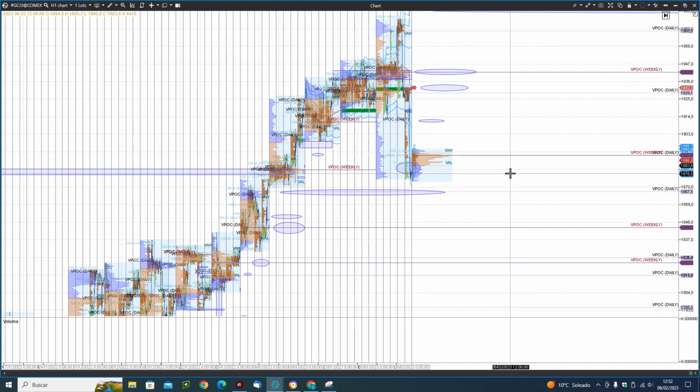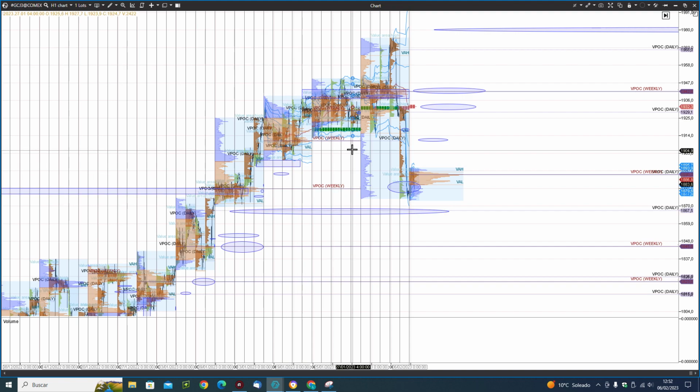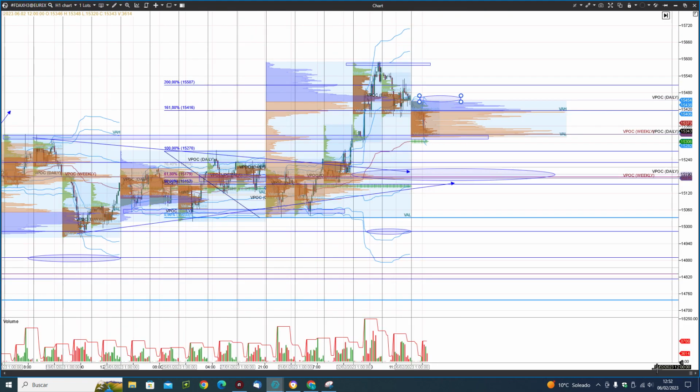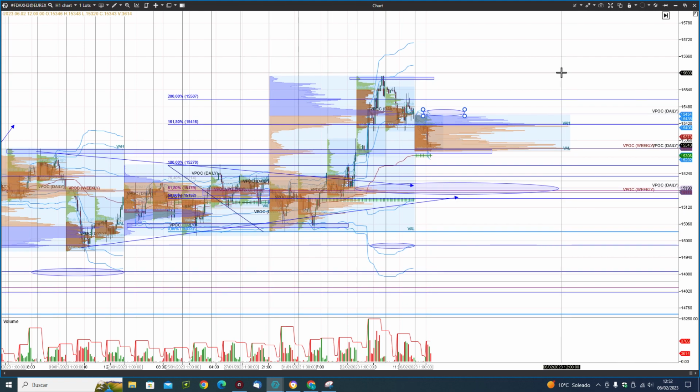1844. Talking about higher targets, first one, this all weekly VPOC at 1911. Next one, weekly VWAP line, the final, at 1932. And the last one, this naked weekly VPOC of last week at 1941. And now the last instrument is DAX.